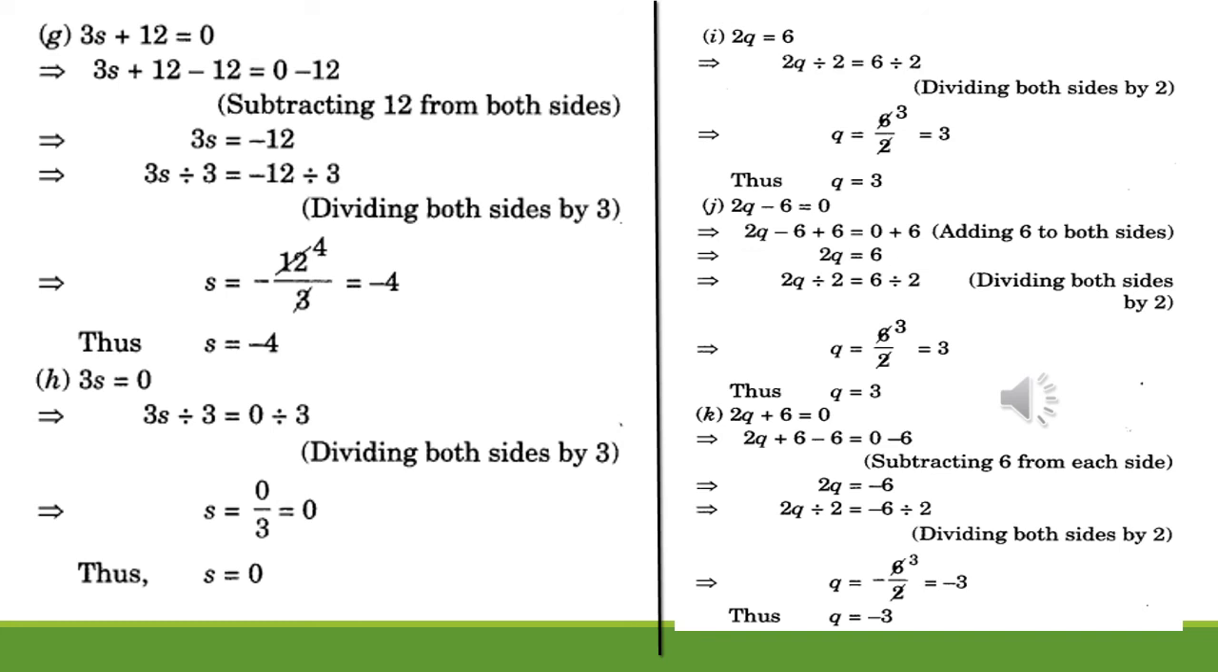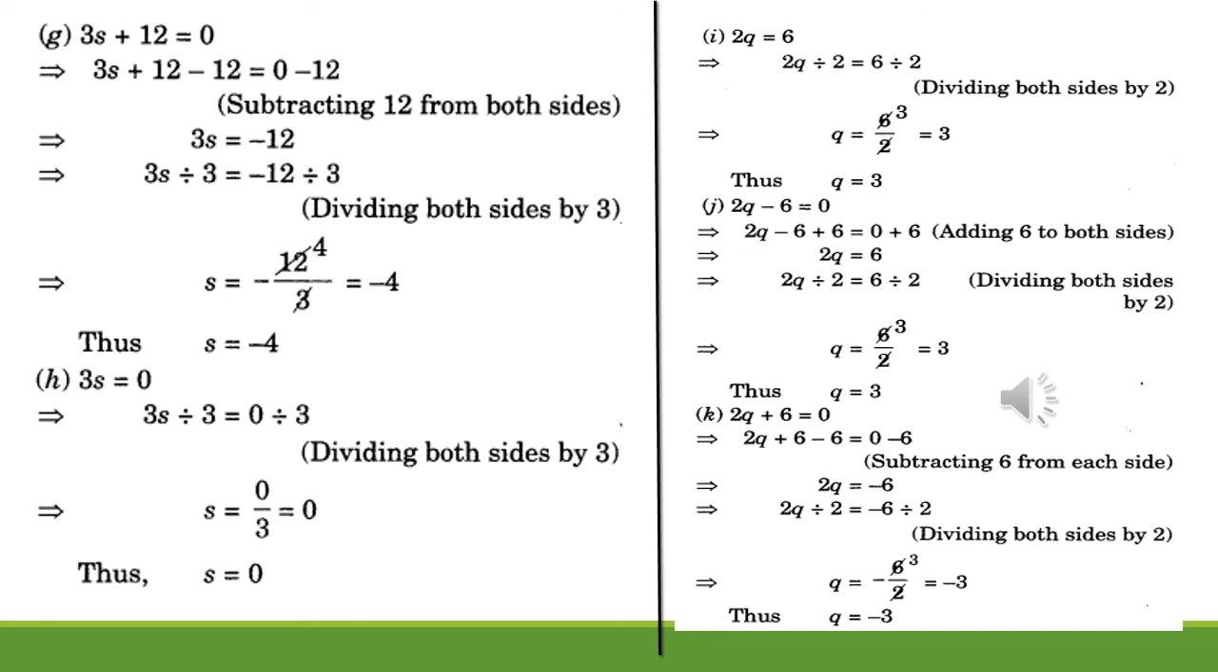Part H, 3s is equal to 0. So we are removing 3. We are dividing 3 from both sides. 3s divided by 3 is equal to 0 divided by 3. So 0 divided by anything will give us 0. So s is equal to 0 is the solution.